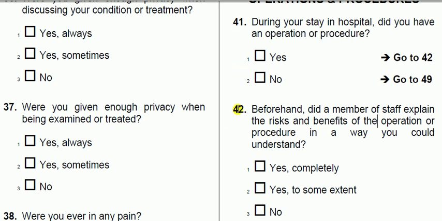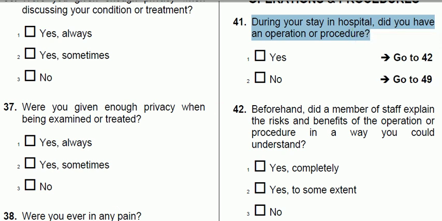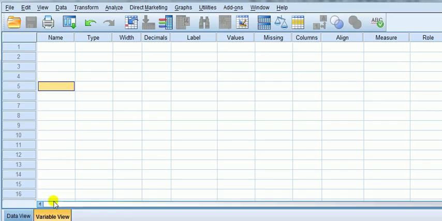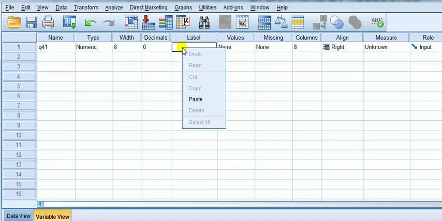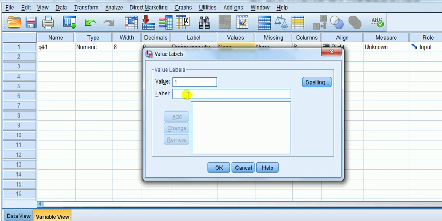This is question 41 and this is 42. Let's do 41 first. Go to SPSS, I go to variable view. I'll give it a name. It's question 41, so let's just call it 41. Decimals, I'm going to set to 0. Label: this is the sentence of the full question. During your stay, did you have an operation? The answer is yes or no. 1 for yes, add, and 2 for no, and we add, and then okay.